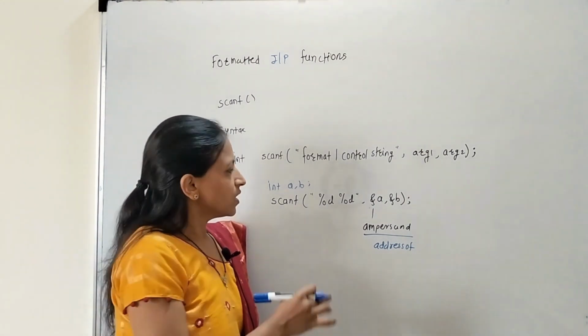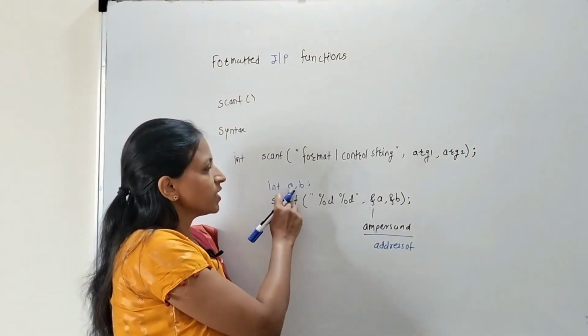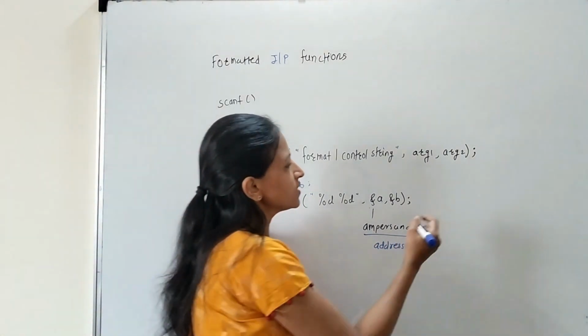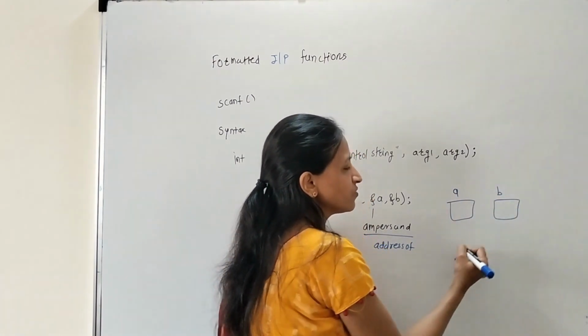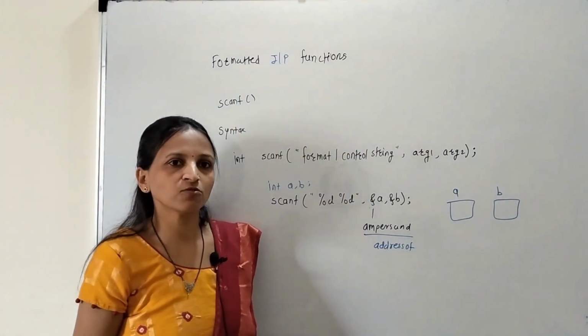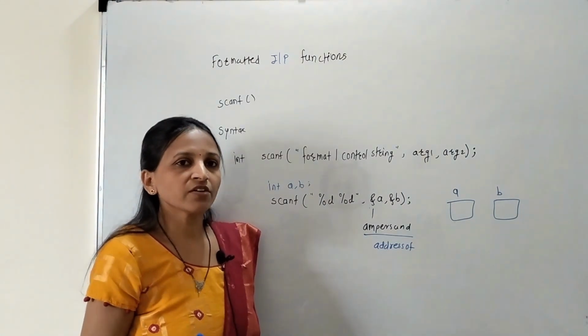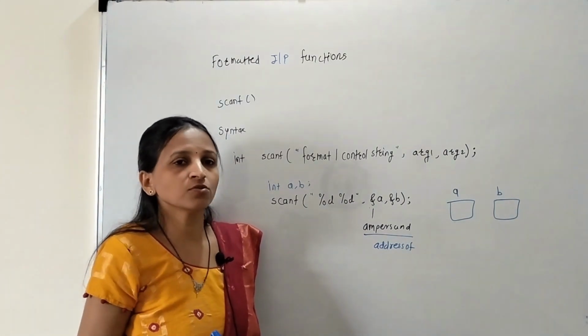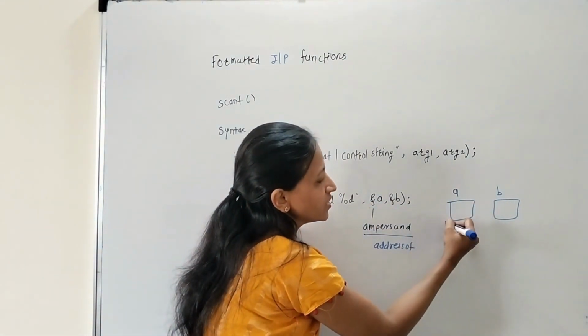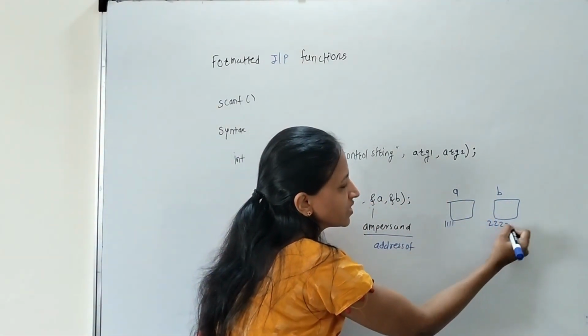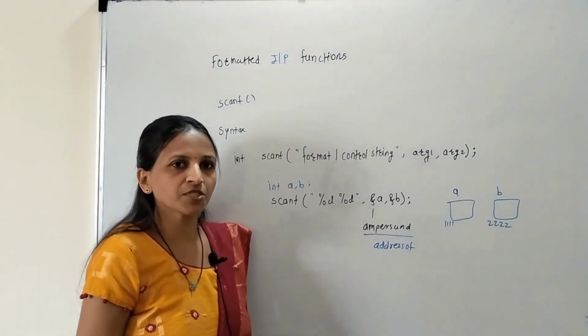See, whenever we write a statement like int a, b, what will happen inside memory? 2 bytes will get reserved for a and for b. Initially those have garbage values. Now I want to store whatever values are entered by the user at these places. That's why we have to provide their addresses. Here suppose the address is like this. This is just an assumption.